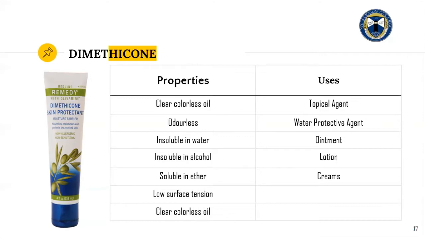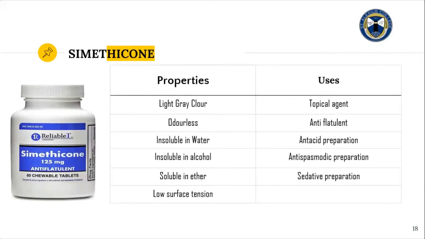And the primary use of dimethicone: it is a topical agent, a water protective agent, for ointment, lotion, and creams. Next is simethicone. The properties of simethicone: it is a light gray colored oil, it is odorless, insoluble in water, insoluble in alcohol, soluble in ether, and also it has low surface tension. And the primary use of simethicone, it is a topical agent.